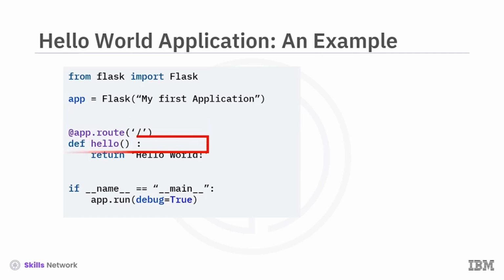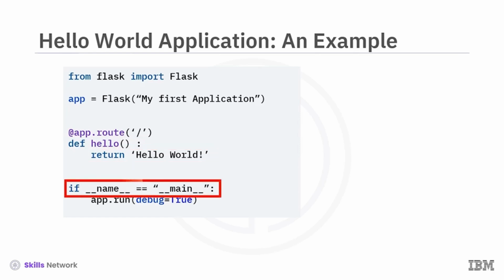Step 5. Hello is the method, written as def hello open round bracket close round bracket colon. The hello method will be invoked when the system accesses the API endpoint that was defined in the previous step. It takes no parameters and returns the string hello world. In the code, this is written as return single quote hello world exclamation sign quote.